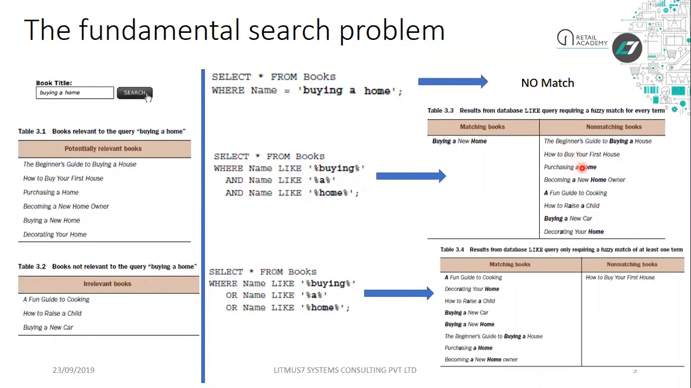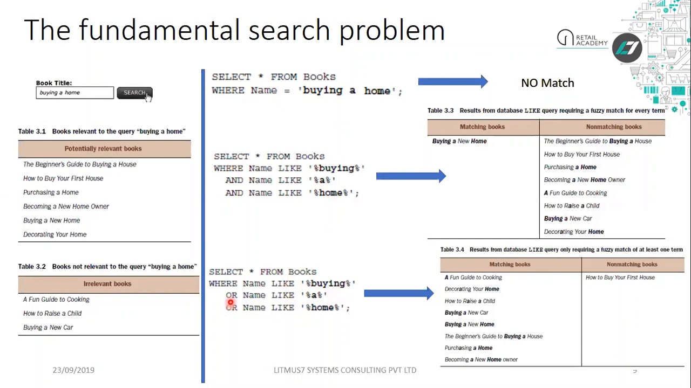As you can see on the right hand side, this is what will happen if we use a relational database with such a query. The matching book will be Buying a New Home. That is a matching one, but these are the valid non-matching ones: Beginner's Guide to Buying a Home, How to Buy the First House. Nothing matched in this particular query. Purchasing a Home, these books are not matched with our query even if we go for a like.